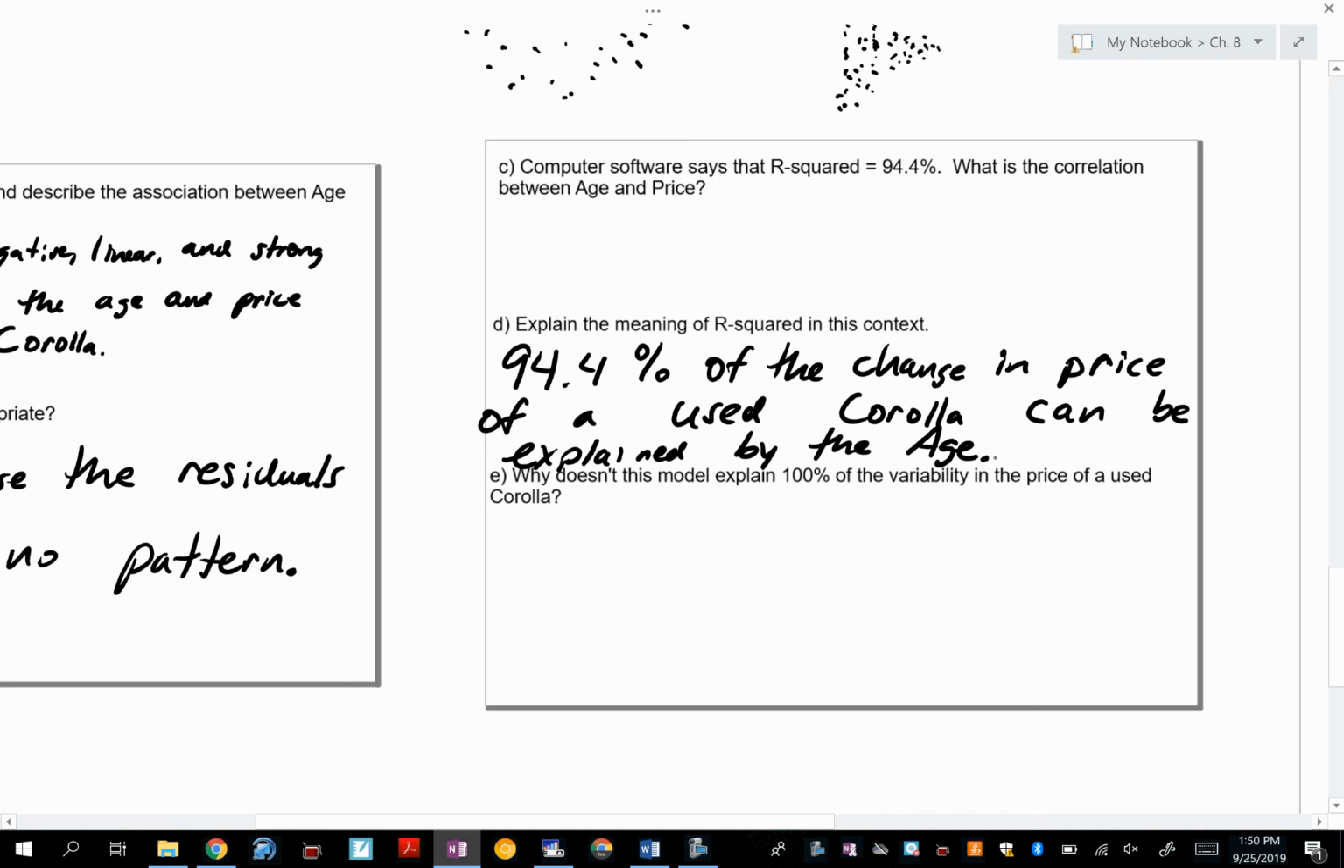Now, do you see how 94% is close to 100? So as I told you guys in the first video, to me, a 94% R squared is a good model because it's close to 100. But it's not 100. What are other reasons the price of a used car would fluctuate? Jarvis? Mileage, right?